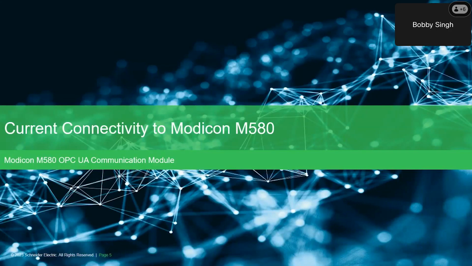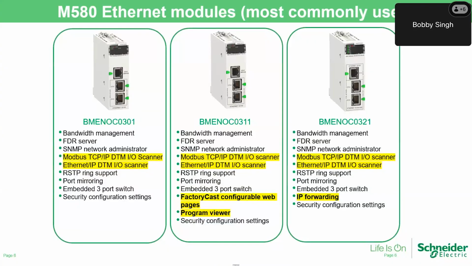Let's move on to the current connectivity to Modicon M580. Let's understand the capabilities of the most commonly used communication modules for M580 architectures today. We have NOP 301, 311, and 321. All 3 modules support Modbus TCP and Ethernet IP, as well as I/O scanner capability. Some of the key differences between these modules: NOP 301 and 311 are very similar, except that 311 comes with FactoryCast and program viewer, which allows you to view your Control Expert logic over a web page for troubleshooting purposes.